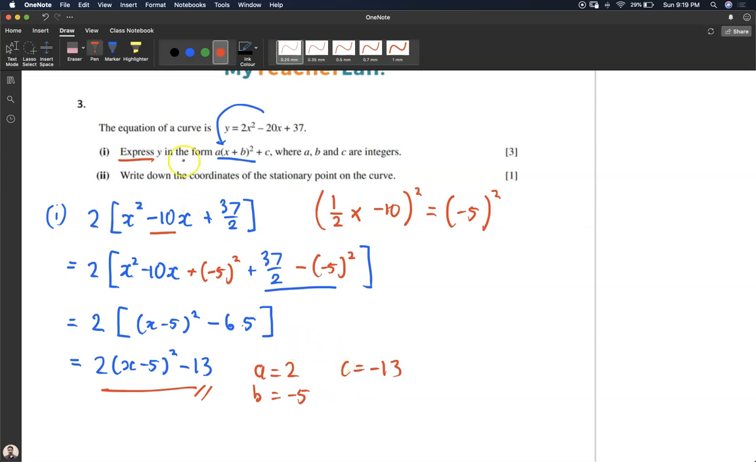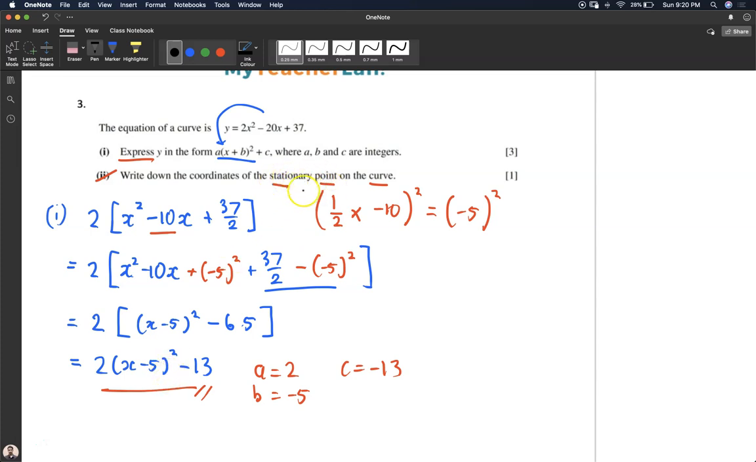Okay, now let's move on to the next part of the question, part 2. They want you to write down the coordinates of the stationary point on the curve. It's just 1 mark, so whenever it's 1 mark, it's something that should be quite obvious. The best thing about the completing the square form is that it gives you a lot of information. One of the pieces of information it gives is the stationary point.